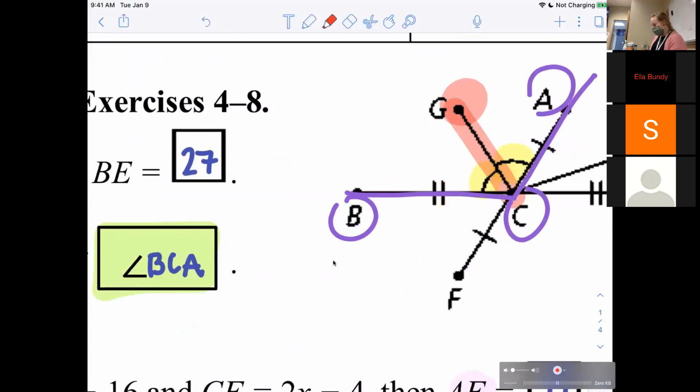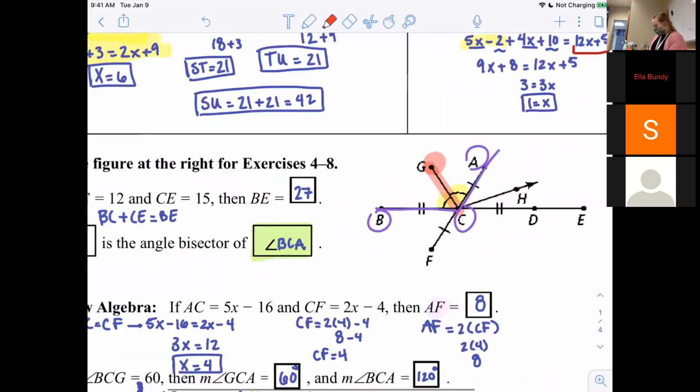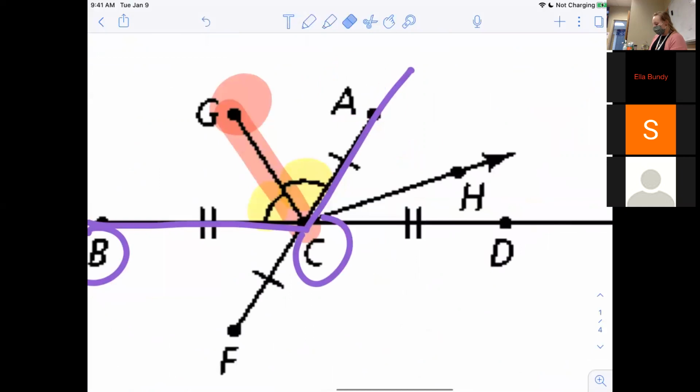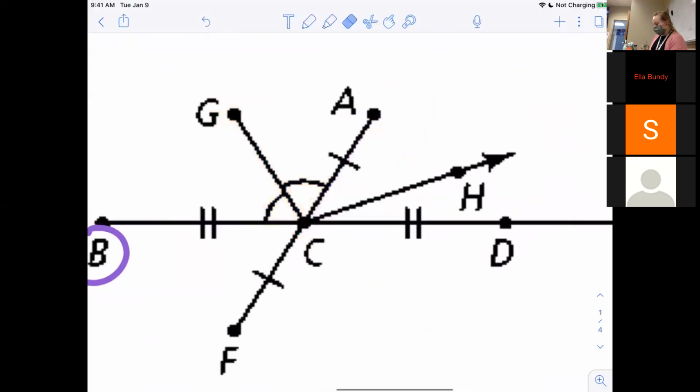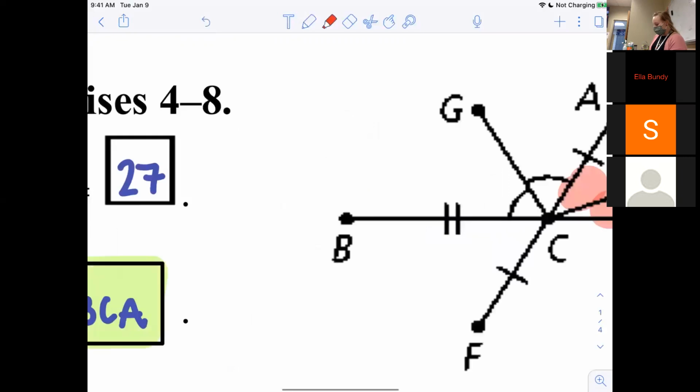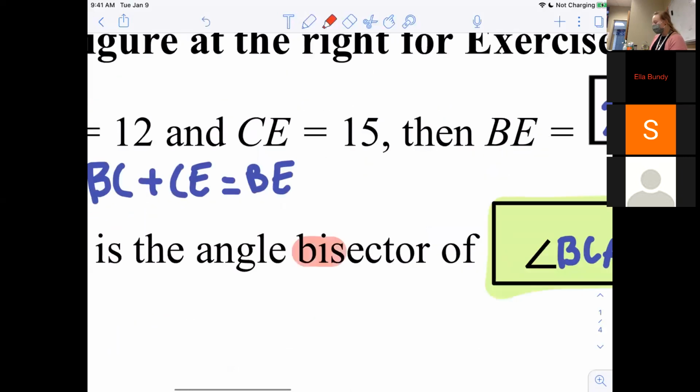Yes, Nolan. So that's what Abby and I were talking about. That one won't work because I don't know if this angle and that angle are congruent. So they have to be congruent? Yes. Remember bisect, angle bisector. A bisector splits it into 2 equal pieces. Awesome.